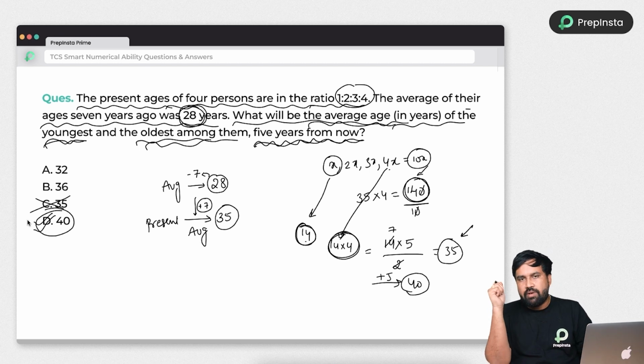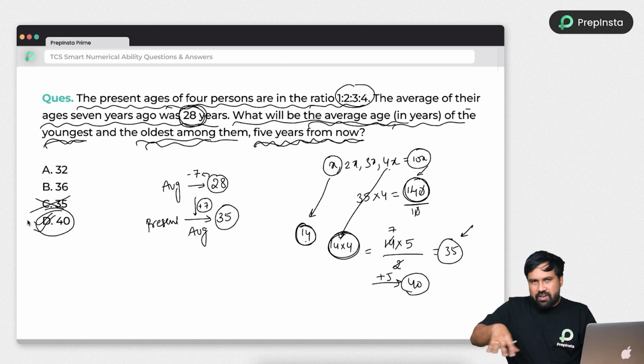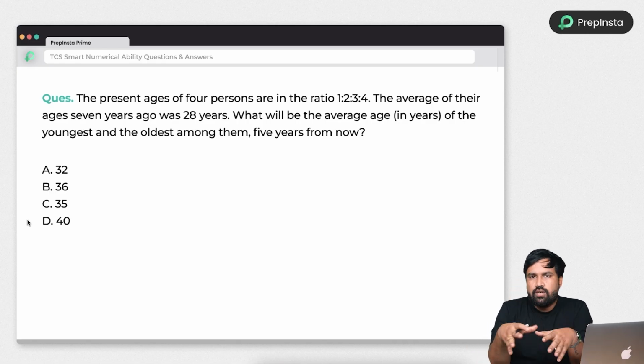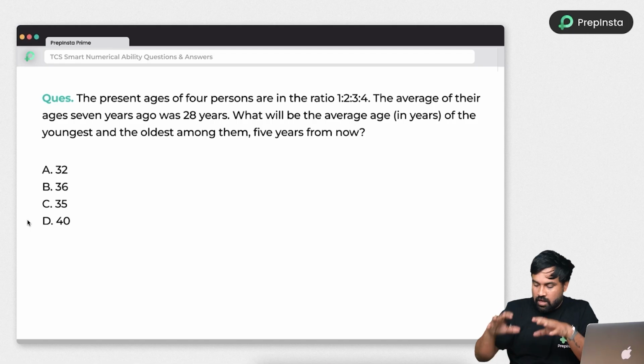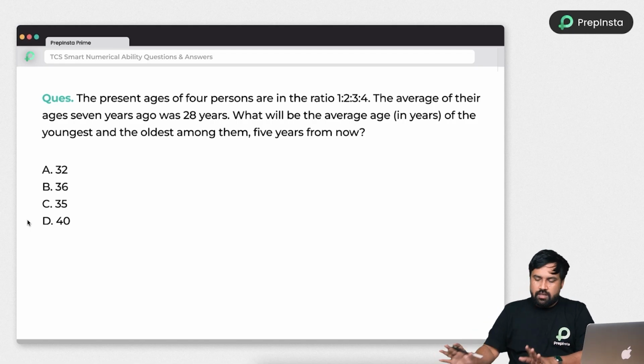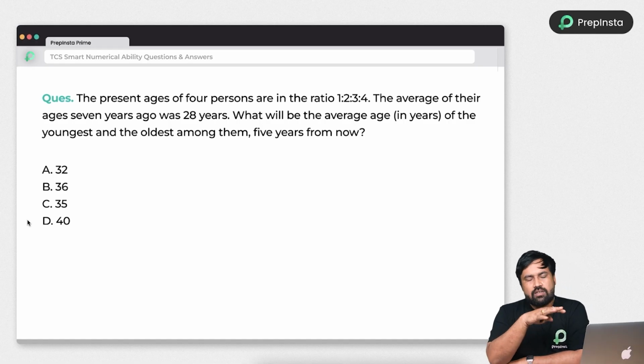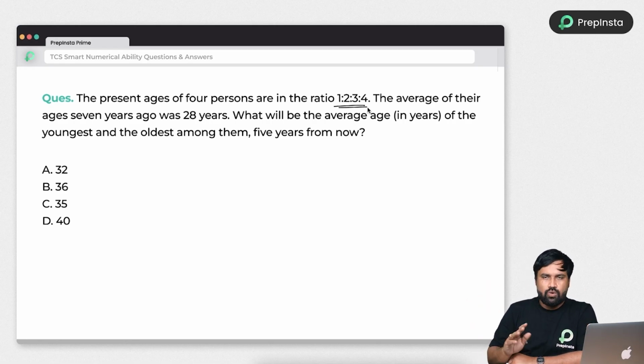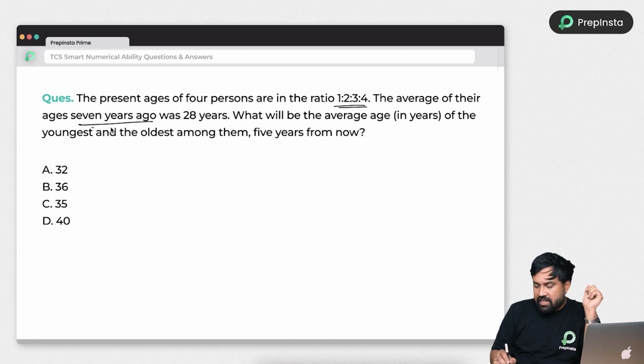But I will tell you the best shortcut method, just after explaining the theory, of how a trained candidate, a person who did real practice, will do this type of problem. We won't do this much rough work. As a professional, how we have to do it in the exam: you will see the question on the screen, and while you are reading, you have to analyze the question. If you do the practice 1 or 2 times, you will get this ability, right? So the present ages are 1:2:3:4. The average age of those 4 people, 7 years ago, is 28.